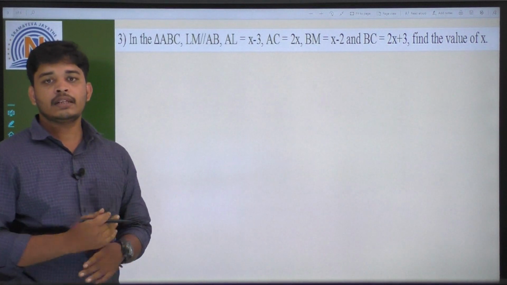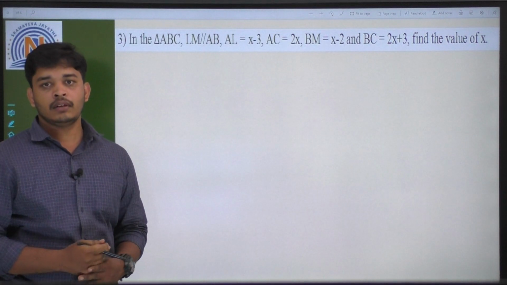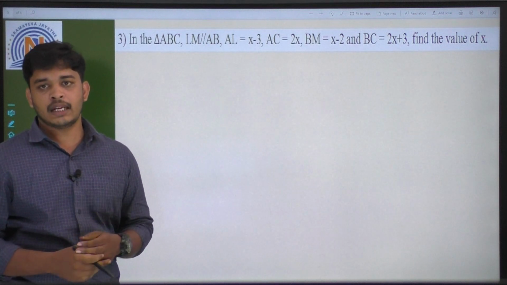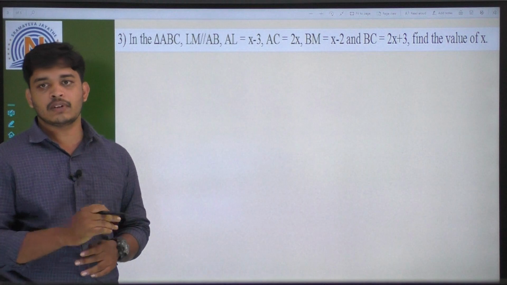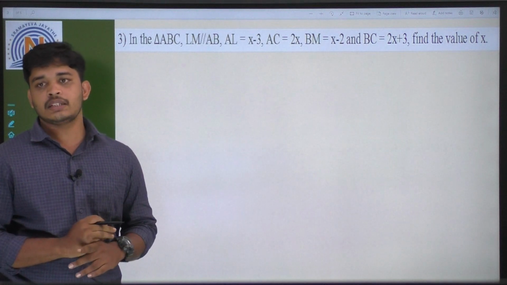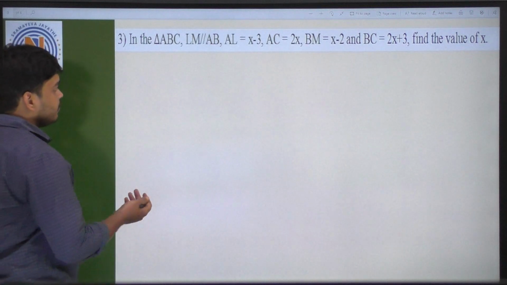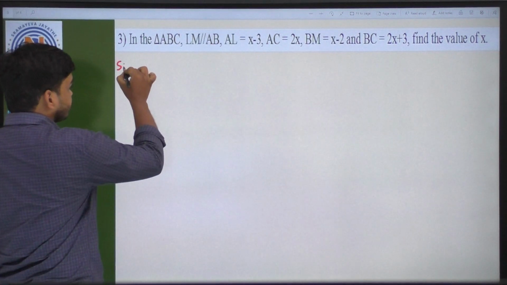In a triangle ABC, LM is parallel to AB. AL is equal to x minus 3, AC is equal to 2x, BM is equal to x minus 2 and BC is equal to 2x plus 3. Find the value of x. Here also we are doing the same, using the basic proportionality theorem.